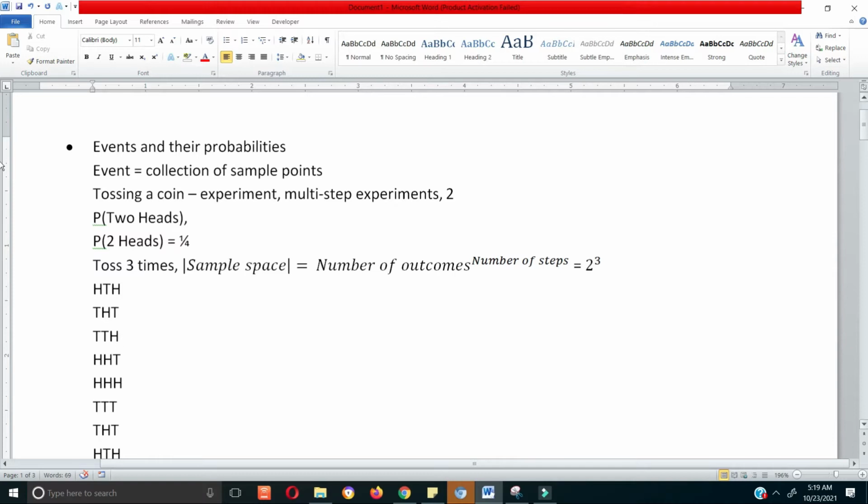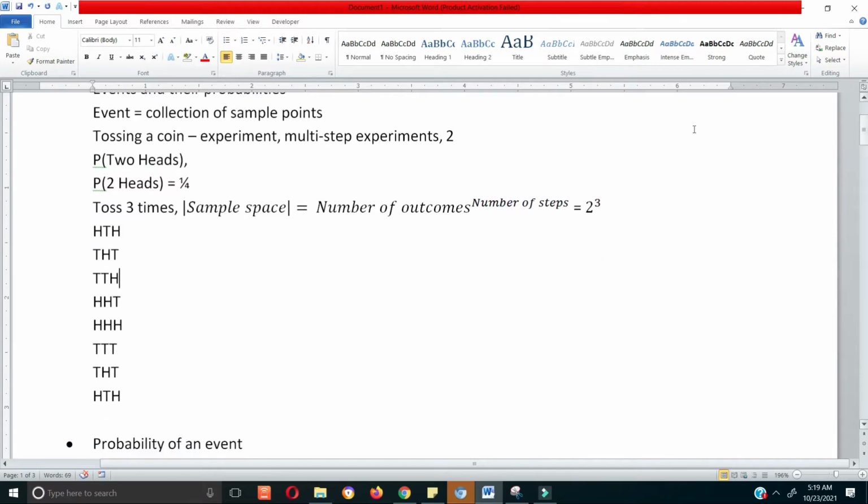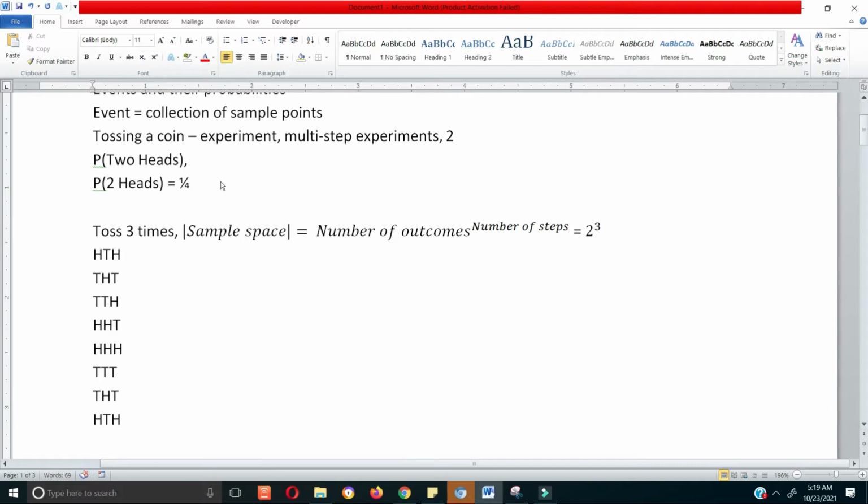Here we could be interested in the probability that you get 2 heads. That is either that, or that, or that, including HTH. So if you have 3 steps, the probability that you get 2 heads is going to be 3 over 8.